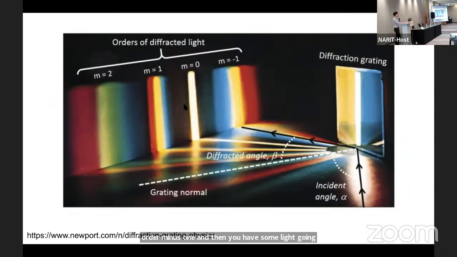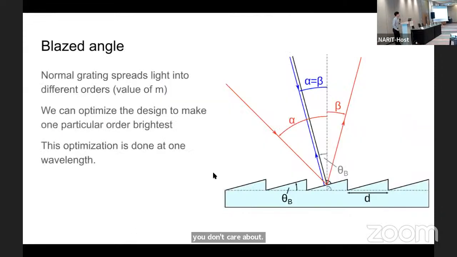You might be asking, okay, so we get so many different rainbows from here. Which one do we use? And that's the one real key issue with diffraction grating, is that you always waste light into orders that you don't care about. There's a way to optimize this.